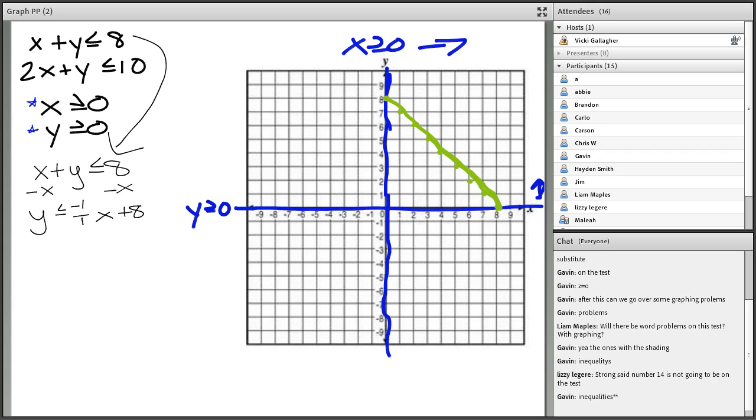And then it says 0 is less than or equal to 8, which is true. 0 is smaller than 8, so we're going to shade down towards the origin. All right, so that first one is the green one. And then let's go ahead and do the second one. Again, I like to change it to slope-intercept form so that I can make sure that my line is completely accurate.